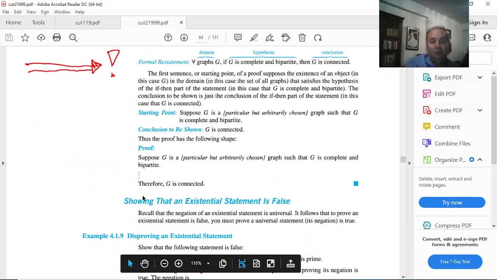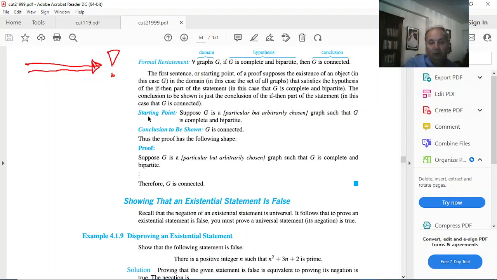This is the formal proof in your article, your exam paper, whatever you do, right? Starting point, conclusion to be shown, and proof with a colon. Okay.